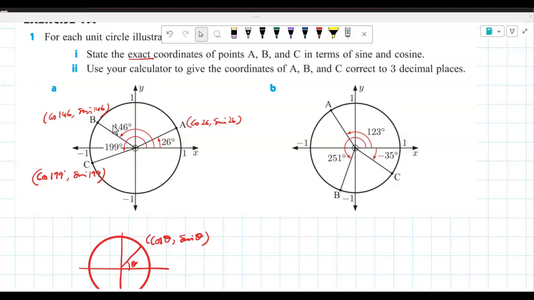So cos 26. Mine is also in radian mode. So go to setup, angle, degree, make it degree, and then your cos 26. That's how much? 0.899. And sin 26? 0.438.